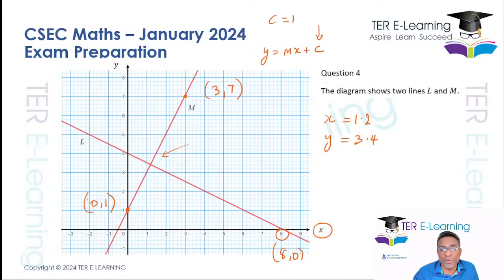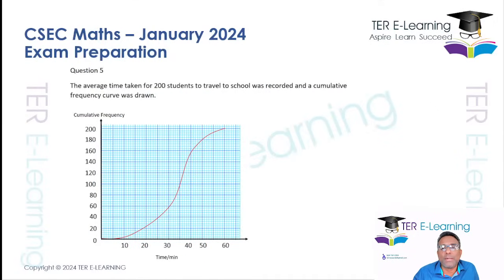Now I'm moving on because I want to complete the entire paper if I can. Question 5. So this question here, question 5 in your exam, is based on statistics. The average time taken for 200 students to travel to school was recorded and a cumulative frequency curve was drawn. So I have a cumulative frequency curve here. You have cumulative frequency and you have time in minutes taken for these students to arrive at school. You have 200 of them, right?